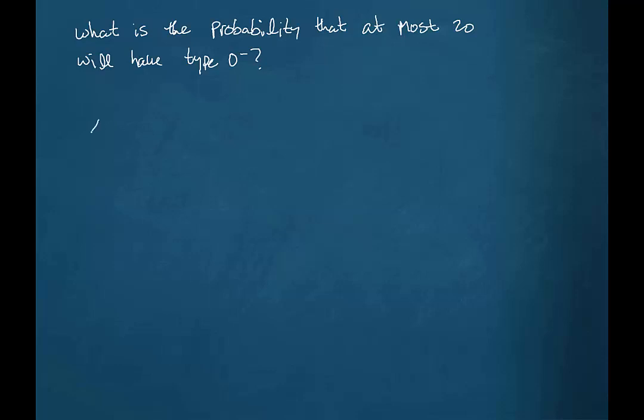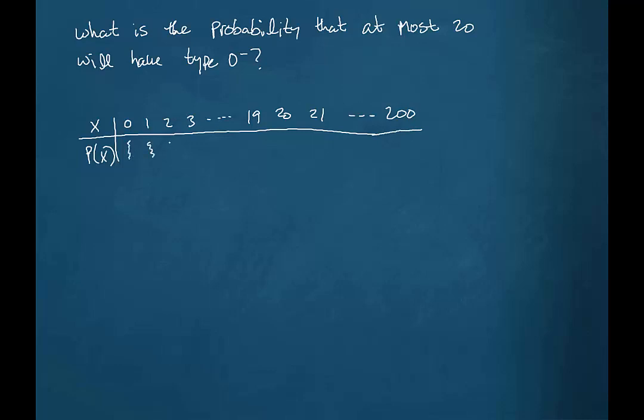If we were to sketch a little bit of this distribution just so that we can get a good handle on what's going on here, x could take on the values 0, 1, 2, 3, and on up like this, 19, 20, 21, on up like this, until we got to 200. It could take on any of these values from 0 to 200. And each one of these values of the random variable would have some associated probability here.